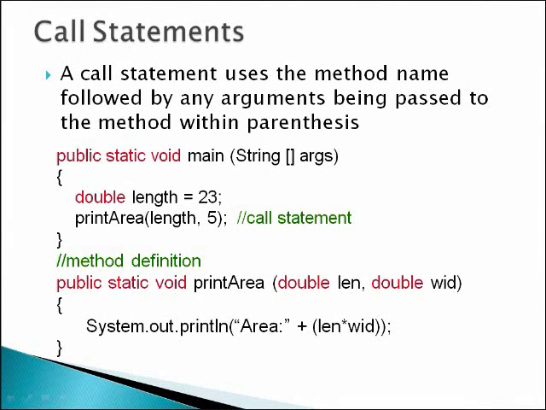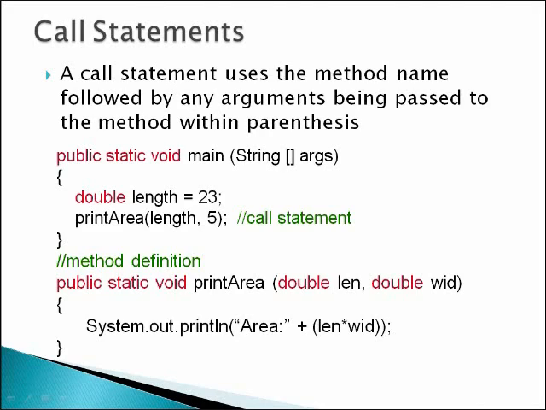Call statements. A call statement uses the method name followed by any arguments being passed to the method within parentheses. Below is an example of a call statement as well as a method definition. Initially, the main method is declared. Within it is the variable length, which is a double and is assigned the value 23. Below that is the call statement calling the method printArea. Passed to it is the variable length and 5.